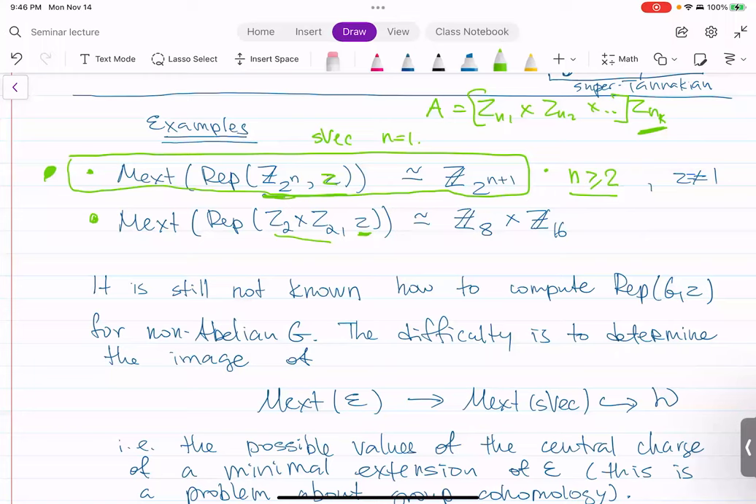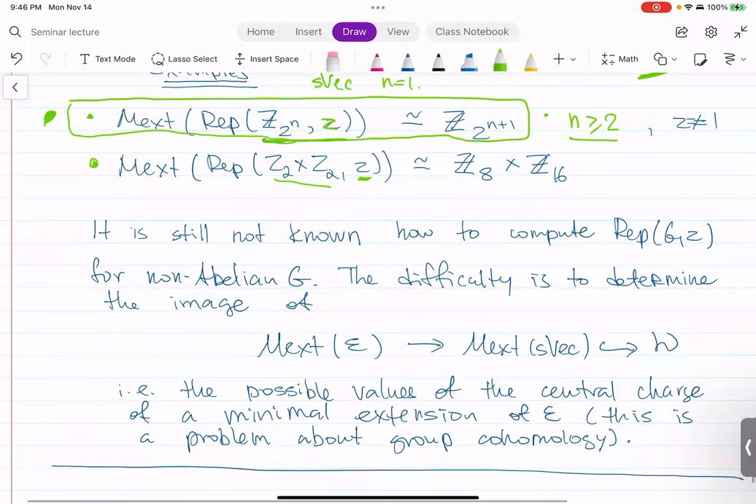What is not known, at least to me at this point, is how to deal with super Tannakian categories for non-abelian group G. There are some difficulties, but these are difficulties of group theory. There are questions about groups and their cohomology, which could be difficult in their own way, but still these are group theoretical questions. So probably experts would know the answer.